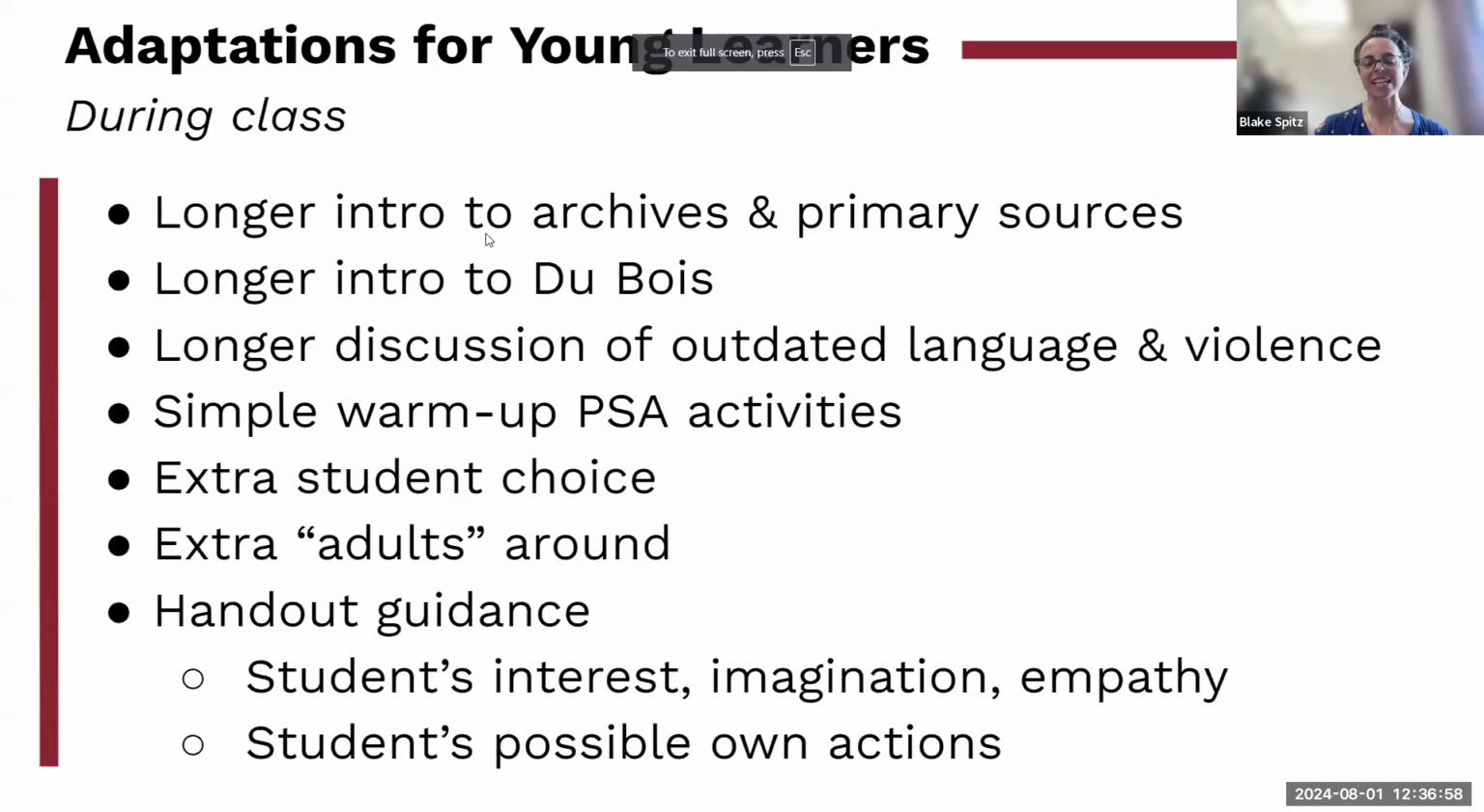So then during class, what do we do with these things? We do spend a longer time introducing students to where they are, right? Thinking about, well, maybe you've been to a library, maybe you've been to a museum, but then we talk about archives. We give them a longer introduction to Du Bois than we maybe would in a class that was coming with some prior knowledge. We have a longer discussion about the language that they're going to see in these collections.